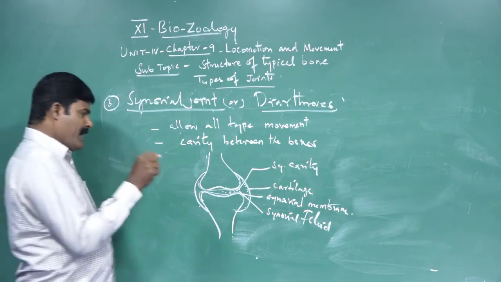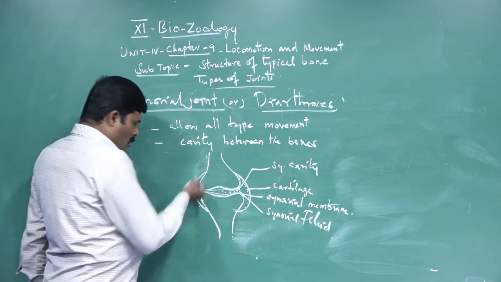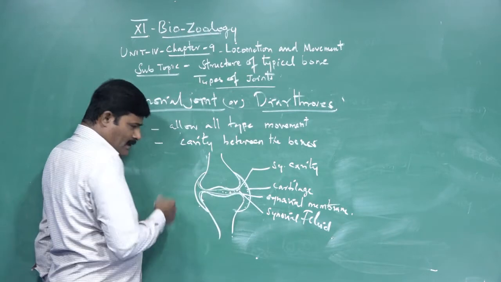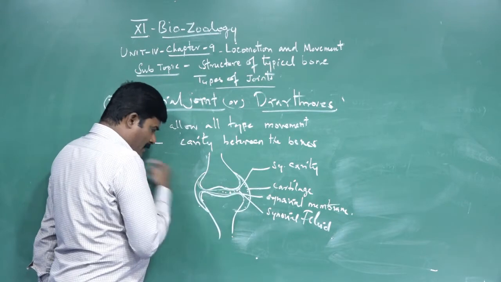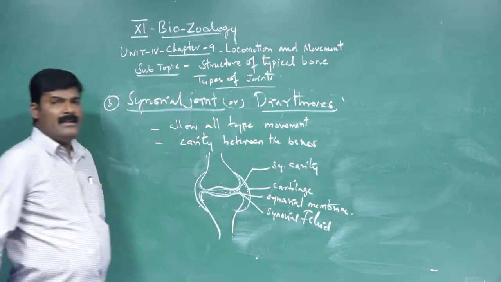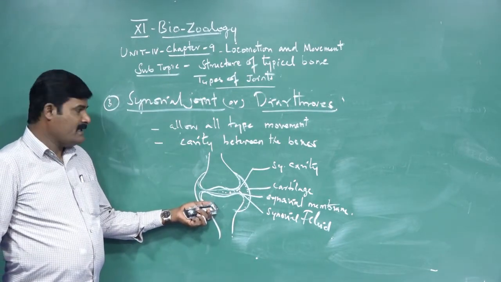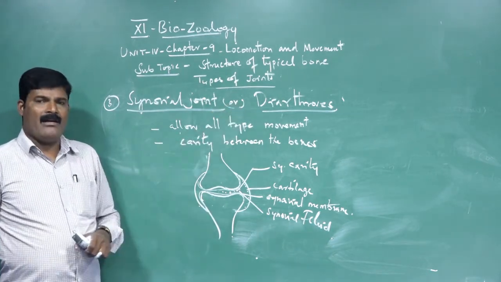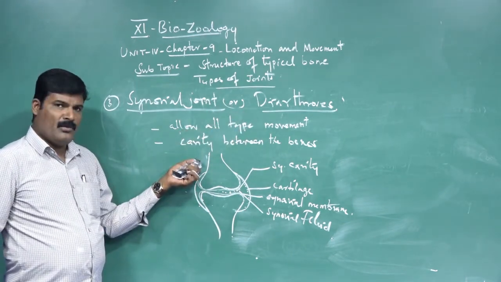A specialized membrane is present around the two ends of the bones, forming a space between the two bones. This space is the synovial cavity. These two ends of the bones are covered by what? Synovial membrane. This space is filled with synovial fluid. Hence it is called what? Synovial joint. Synovial joint is otherwise called what? Diarthrosis. So it allows all kinds of movement.